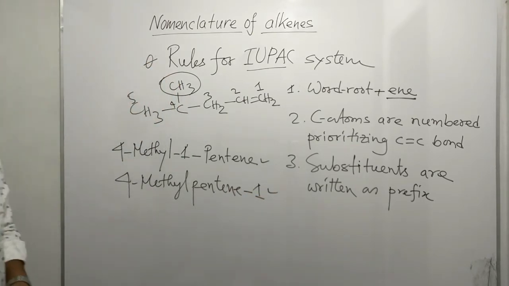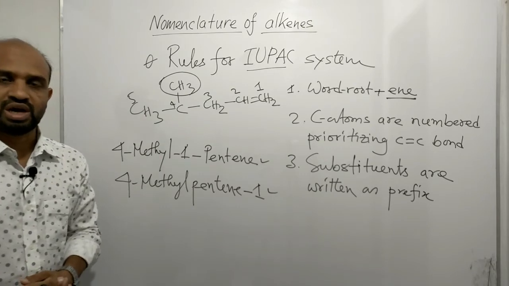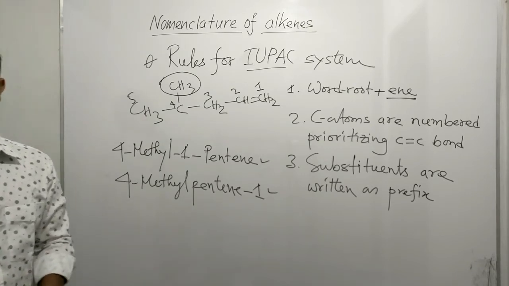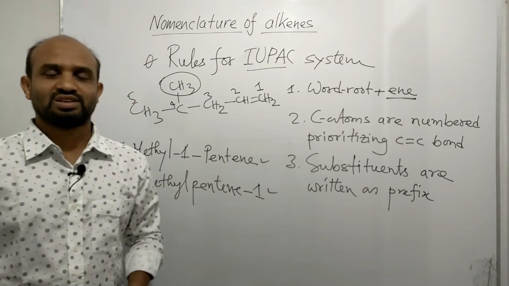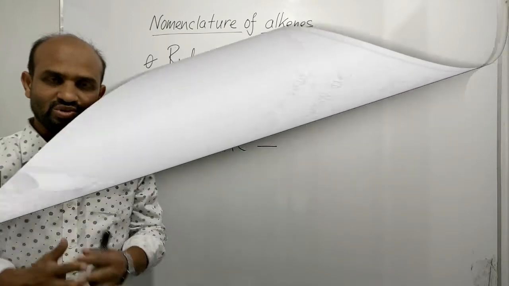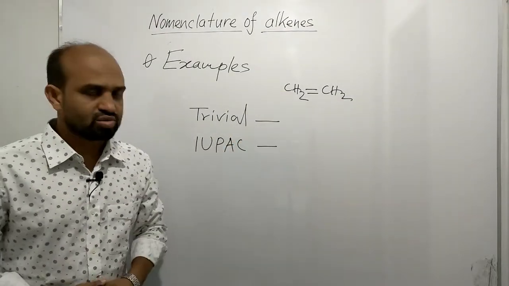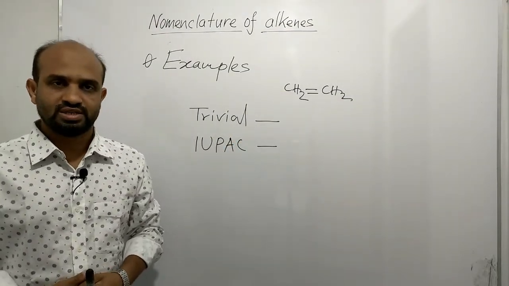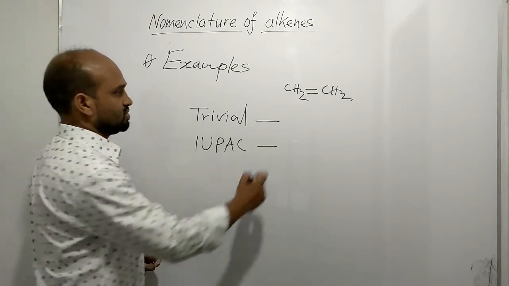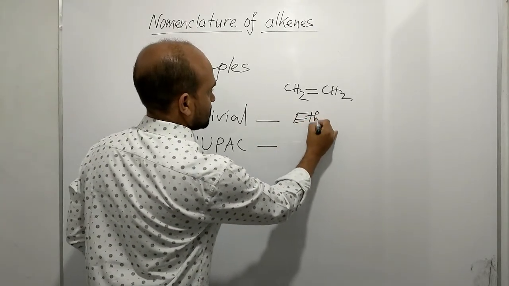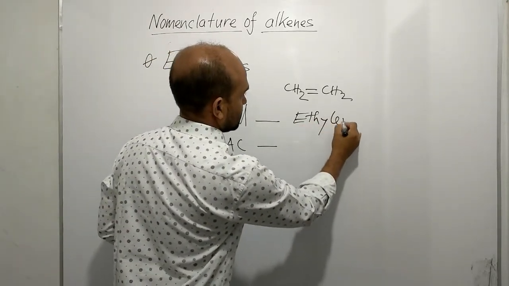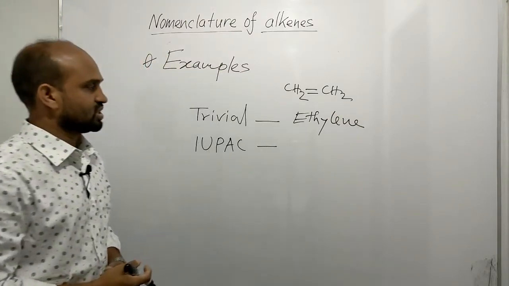So this is all about rules for the IUPAC system to name the organic compounds. Now we will see the most important point, that is examples. Let's go to the examples. First example is this compound. It is already discussed. Its name is, according to trivial system, eth, and suffix is here ylene, according to trivial system.